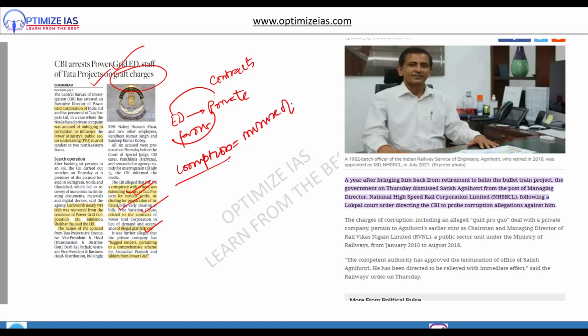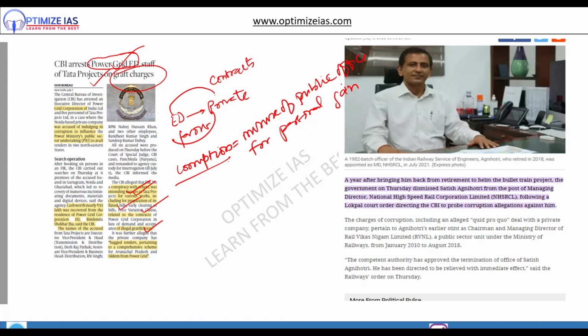Misuse of public office for personal gain. So here, the ED, executive director of Power Grid, was in a public office and he was abusing his power as an executive director of a public company for his personal gains, because he was getting some personal gains. So this is what is corruption, guys.